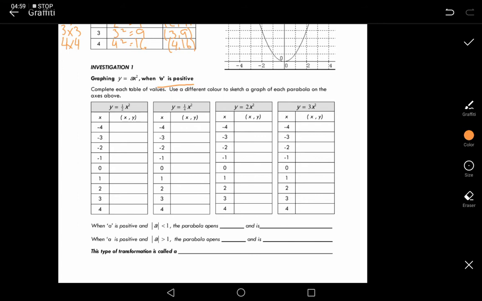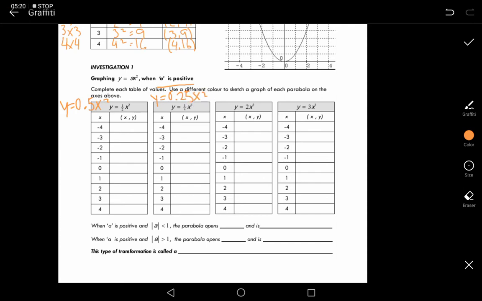So if you don't want to deal with these fractions, you can just use decimals, right? So this would be the same as y equals 0.5x squared, right? This would be the same as y equals 0.25x squared. And that is fine.